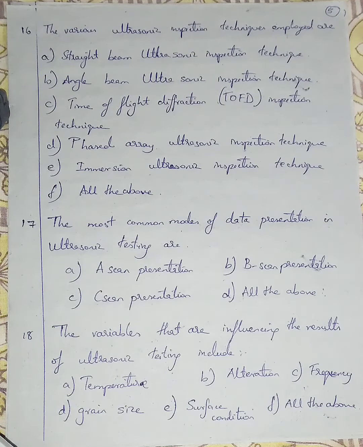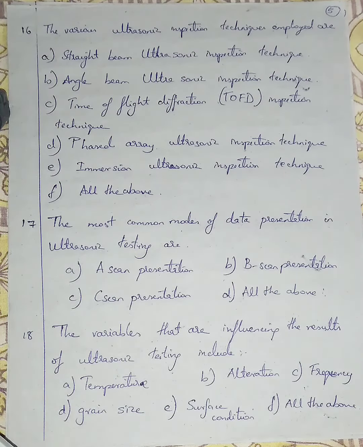Question number 16. The various ultrasonic inspection techniques employed are. Option A is straight beam ultrasonic inspection technique. Option B is angle beam ultrasonic inspection technique. Option C is time of flight diffraction inspection technique, also called the TOFD inspection technique. Option D is phased array ultrasonic inspection technique. Option E is immersion ultrasonic inspection technique. Option F is all the above.